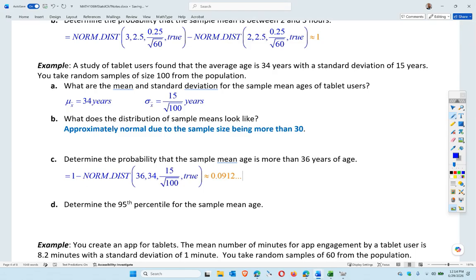All right, so what's the 95th percentile of samples? So if I take a sample of 100 people, okay, they use tablets here, I guess. What's the age of that sample if it's the 95th percentile? So that's a pretty older group, right? Because a lower percentile would be a younger group, the 95th percentile would be the older group, right? So what is that number essentially?